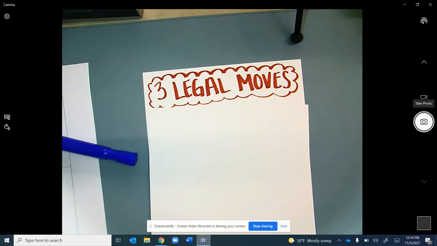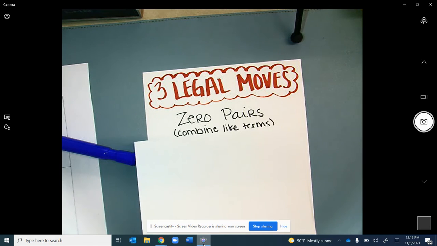Hey guys, today we are going to talk about one of our three legal moves, and that is zero pairs. So before we dive into zero pairs, I do want to go over the tiles really quick.